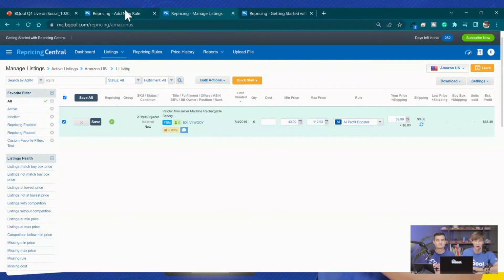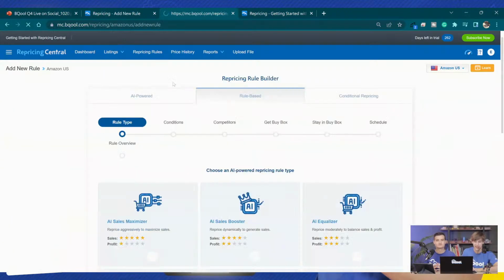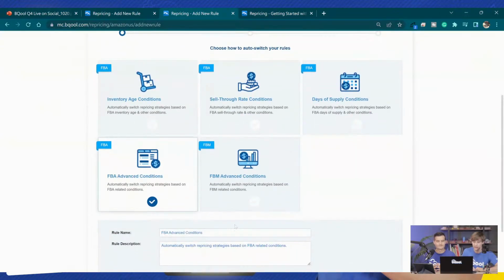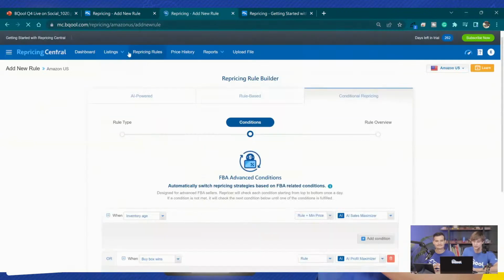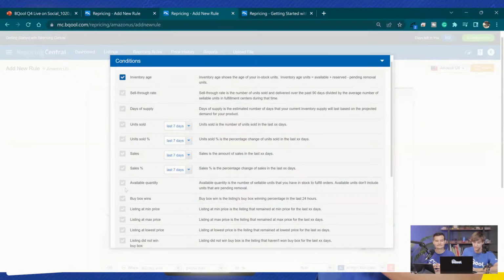Okay, so first you're going to go to our repricing central, then go to repricing rules. Later on, you're going to add a new rule, and because we want to use the conditional repricing, let's choose FBA. Let's choose FBA advanced conditions. Okay, so here you can name it, maybe Q4, and then let's go next. So first, what you want to do here is choose your available quantity.